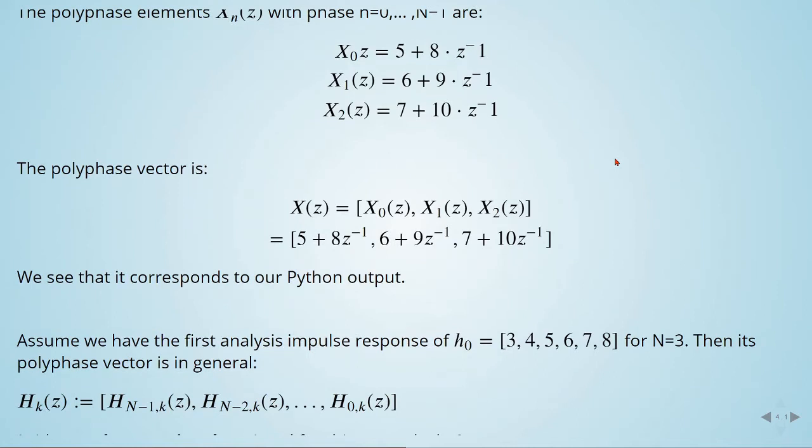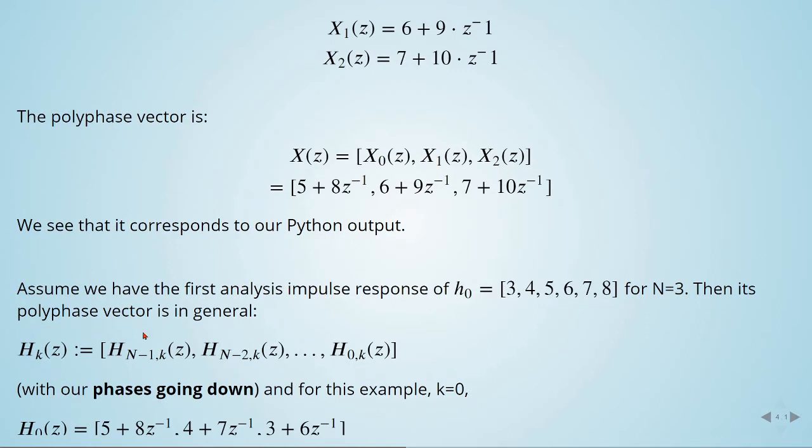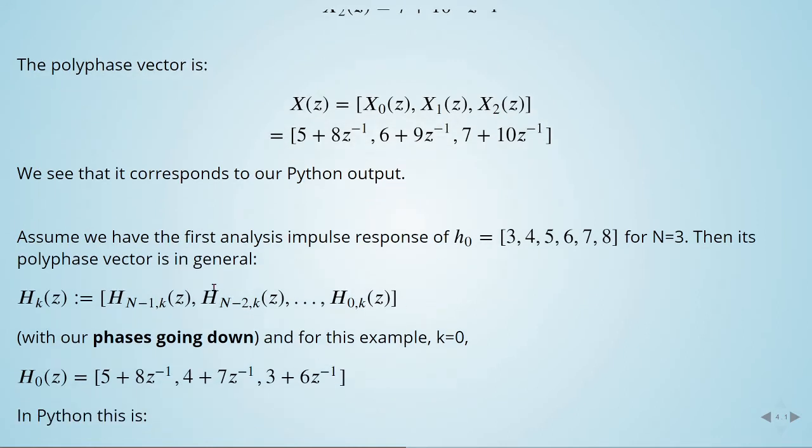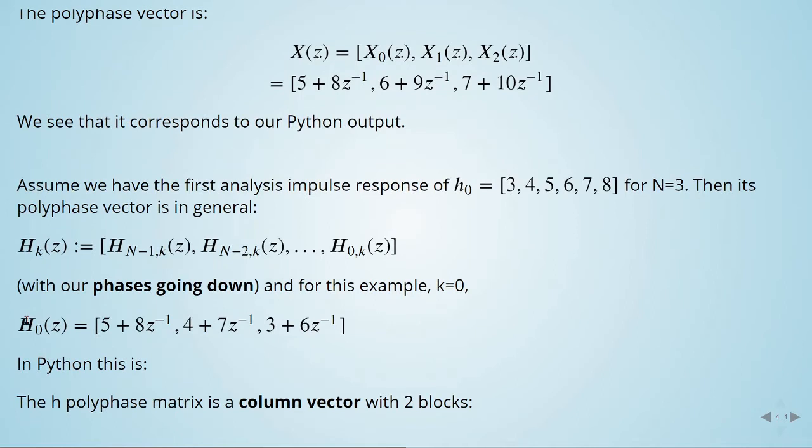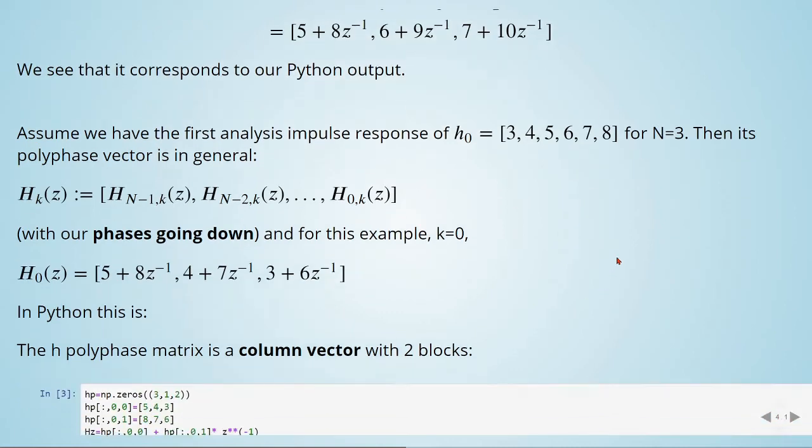Assume we have the first analysis impulse response given by h0 is 3, 4, 5, 6, 7, and 8, and for N equals 3, then its polyphase vector is in general given here, with our phases going down. And for this example, we'll take subband k equals 0, and then we have this definition here. So in Python, again, we can calculate this.